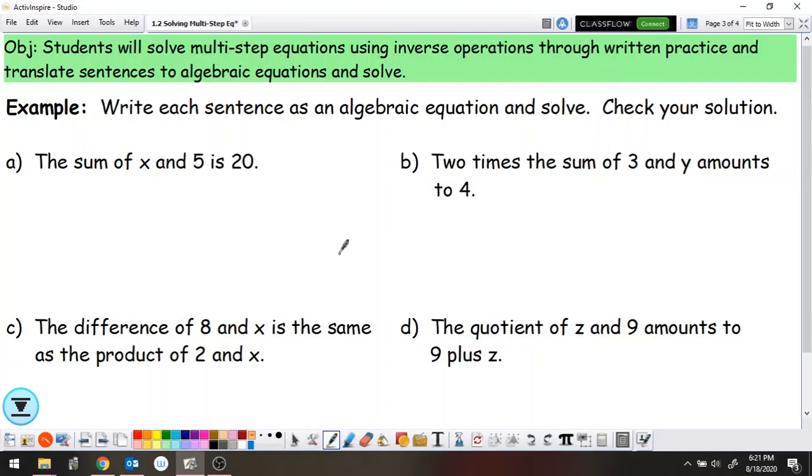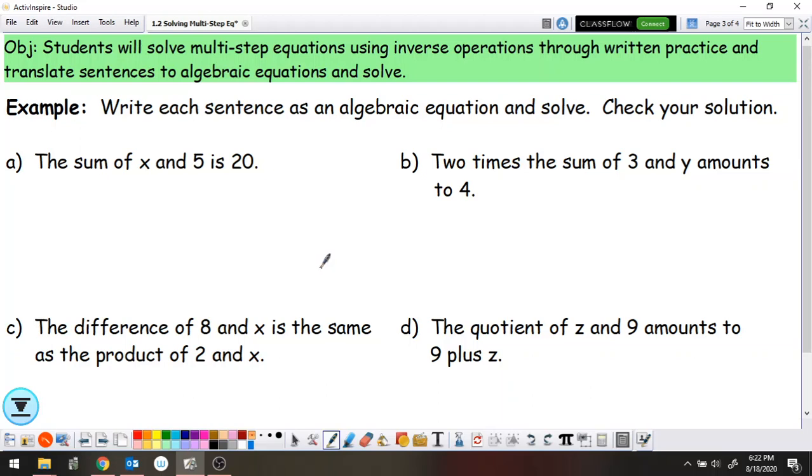It's Mrs. Garple again, and in this video we are going to combine our multi-step equations with translating sentences into equations. So what we're going to do first is read a sentence and break it apart piece by piece so that we know what math or arithmetic symbols need to go with the sentence.